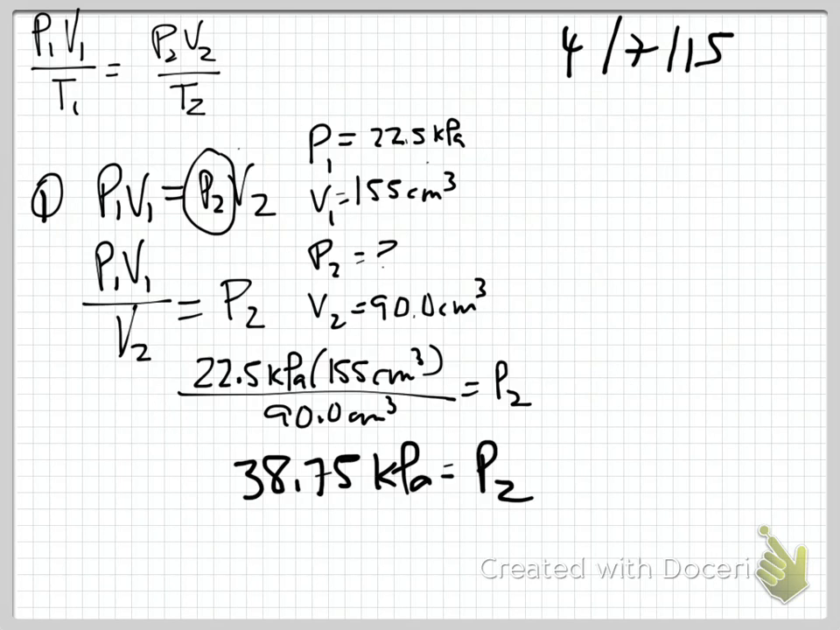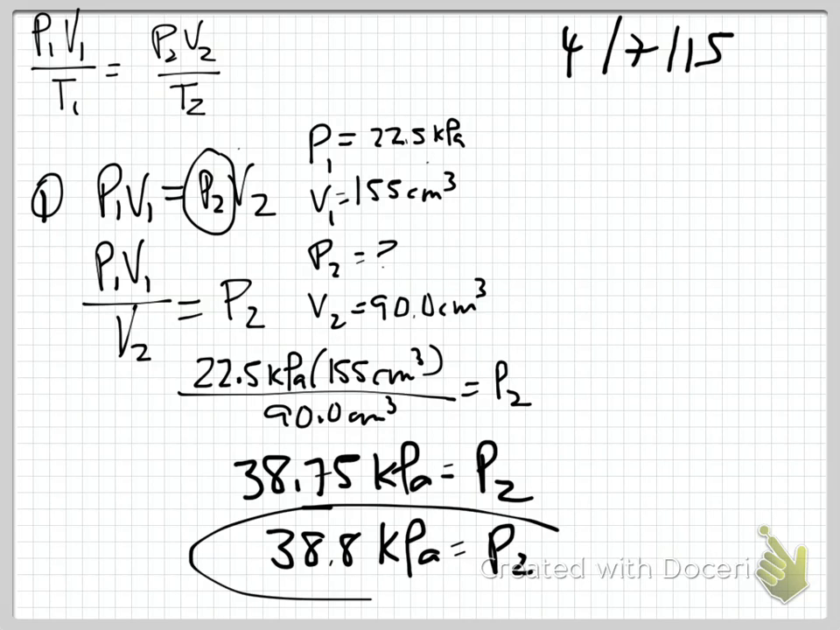So we're just going to plug these in. Okay, so we get it plugged in. 38.75 kilopascals is our other pressure, and we only have 3 sig figs to work with, so this becomes 38.8 kilopascals for our second pressure. Okay, most people did okay on that. Some sig fig errors, but for the most part, you got this unless you made an algebra error.